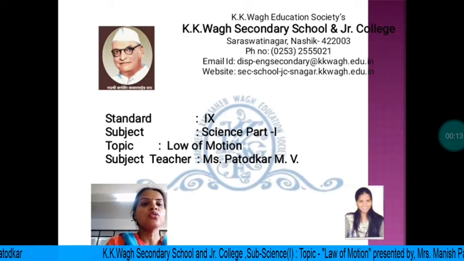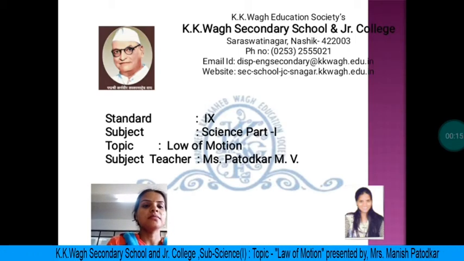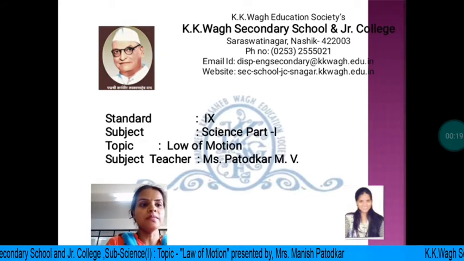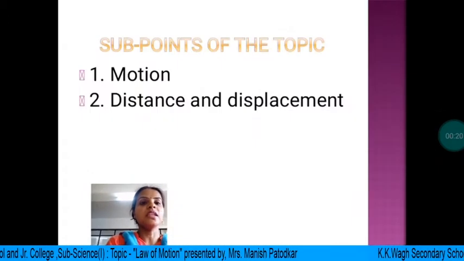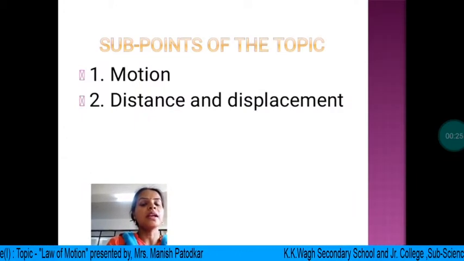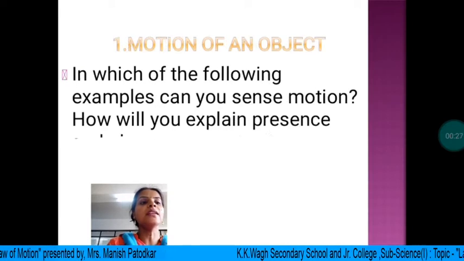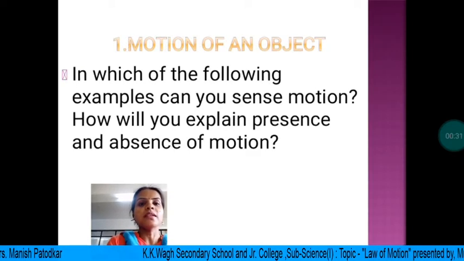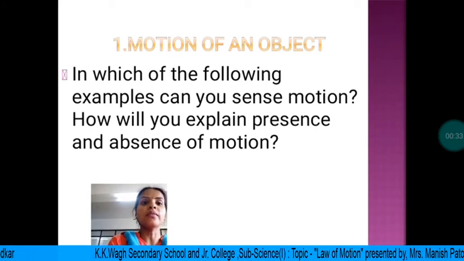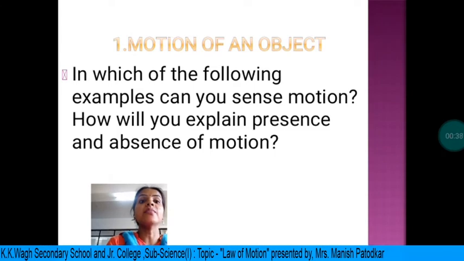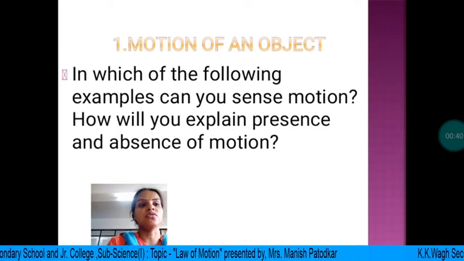Today we are going to learn Standard 9th Science and Technology Part 1. The topic is Law of Motion. In this topic we are going to learn the concept of motion and, second, distance and displacement. So here there were some questions. In which of the following examples can you see motion? How will you explain the presence and absence of motion?